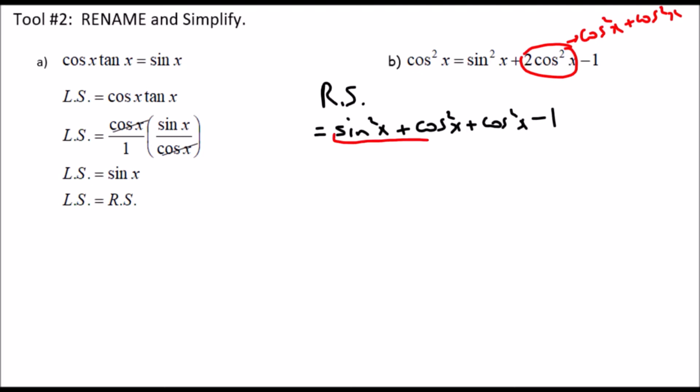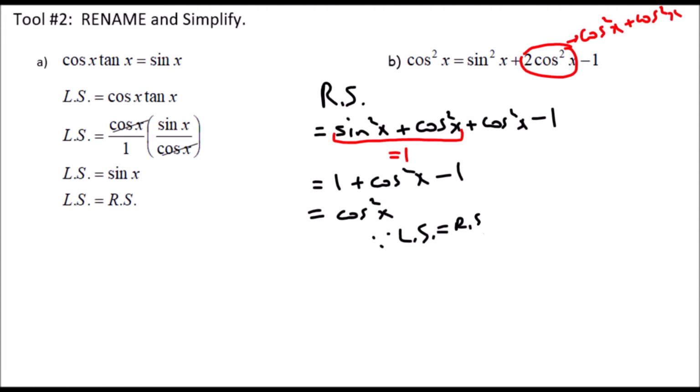Again, this guy right here is all equal to 1. My grade 11 identity, so I really have 1 plus cos squared x minus 1. Guess what? 1 minus 1 is 0, so I really have cos squared x. So because left side equals right side, therefore, quod erat demonstrandum. Done. Alright, let's go to the next one.